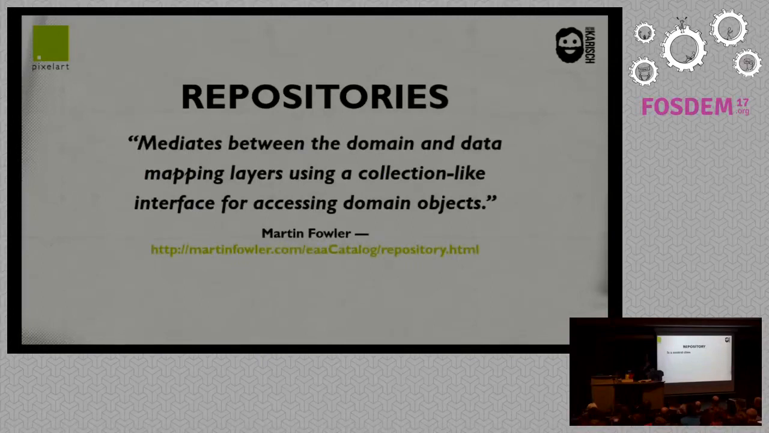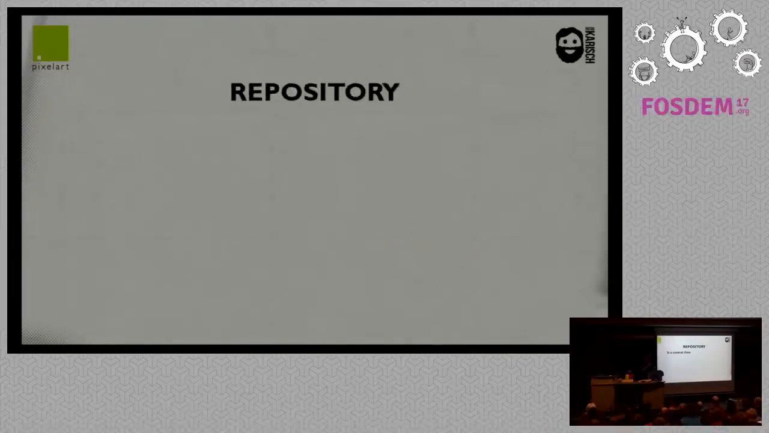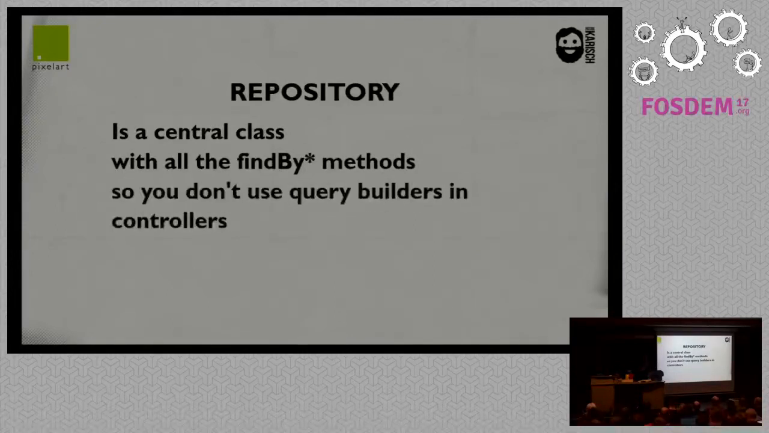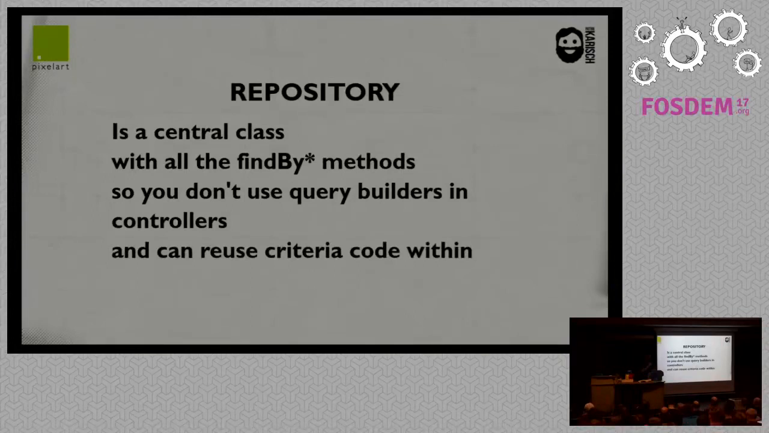So a repository class is a central class for your unicorn model, or any other entity, with all the findBy methods, findOneBy, etc. So you don't use query builders in your controllers or your services. You shouldn't do that. Who is doing that? Who creates query builders in the controller? Sometimes. It doesn't matter. And you can reuse criteria code, so parts of the query builder, within the repository class. But the problem of a repository class is that it can grow.